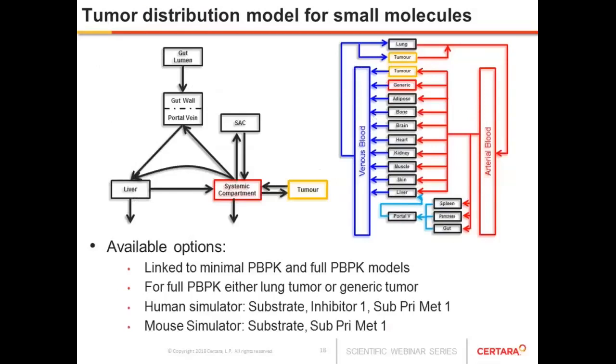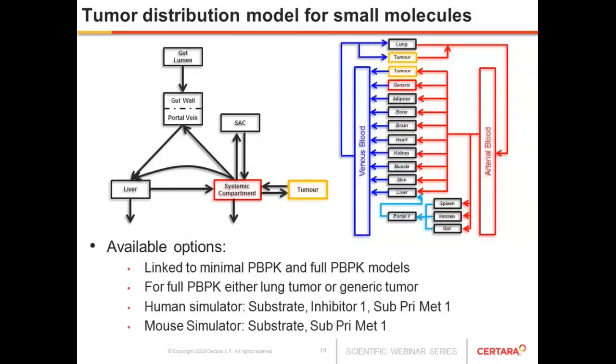So focus first on the distribution model for small molecules. The figure on the left shows the minimal PBPK model that we currently have in Simcyp for small molecules, and on the right-hand side, the full PBPK model, which accounts for distribution to many different organs. And it shows you how the tumour model has been incorporated within this current model setup. So it's linked to the systemic compartment, so this is described as plasma concentration of the drug, and that's linked to the tumour model as a distribution model for the minimal PBPK model.